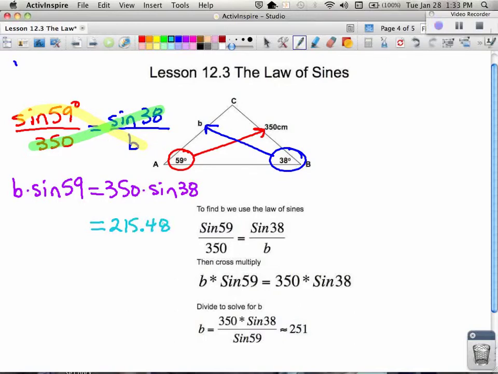215.48. On the other side, I don't have anything besides the sine of 59, so I'm just going to type that in, sine of 59, and I get 0.8572. And don't forget that's being multiplied by the b. Now to find out what your b is, of course, you would have to divide both sides by the number that's with the b. So I divide both sides by the 0.8572 to find my answer.